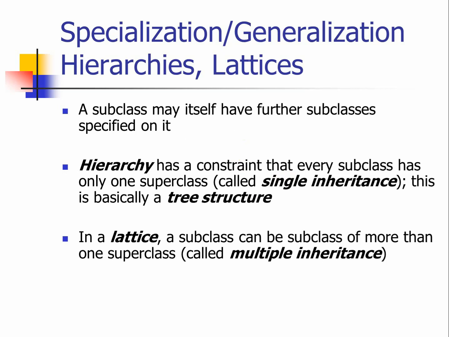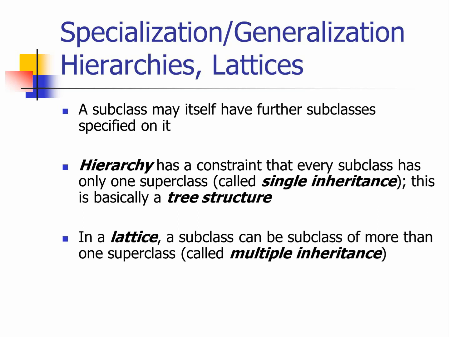And therefore, we look into a tree structure or a lattice structure. So hierarchy. Hierarchy is a constraint that every subclass has only one superclass. If you still remember the data structure class, this is the tree structure. So there's only one path from the root node to every single other leaf node.